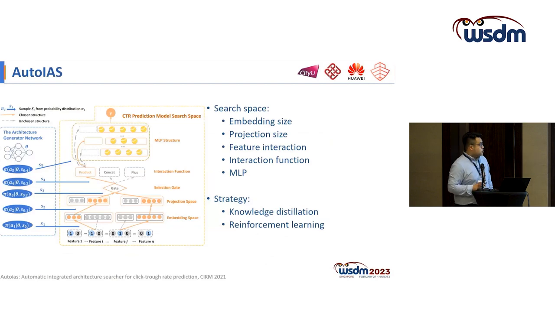Using gates to search multiple components for deep recommender systems may neglect the dependency between these different architectures. AutoIAS further proposes a progressive sampling strategy to generate the whole recommendation model and consider their interdependencies. This work searches for five parts of the deep recommender system, including embedding size, projection size, feature interaction, function, and multilayer perceptron structures. In general, this framework is optimized by knowledge distillation together with reinforcement learning.